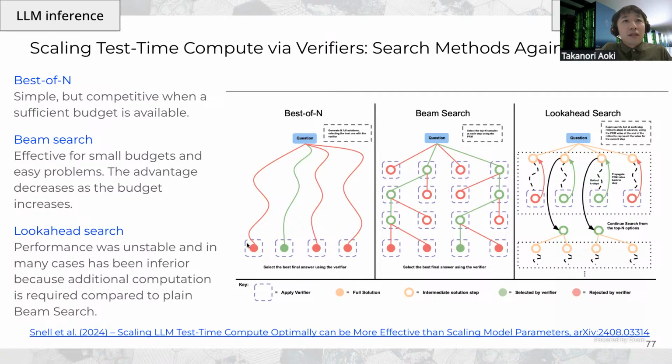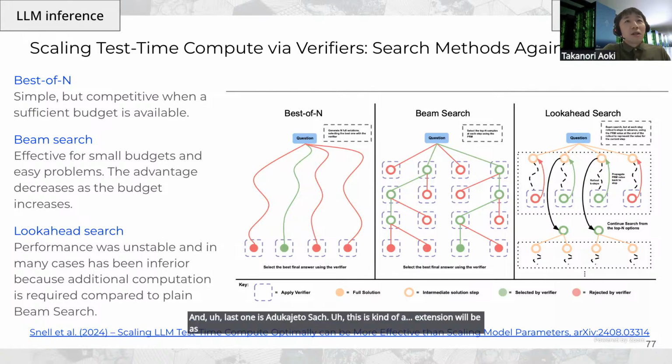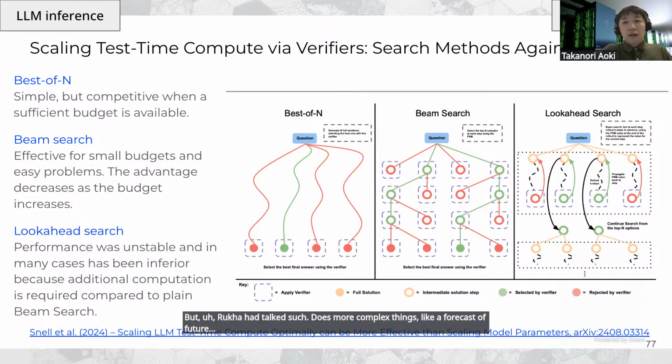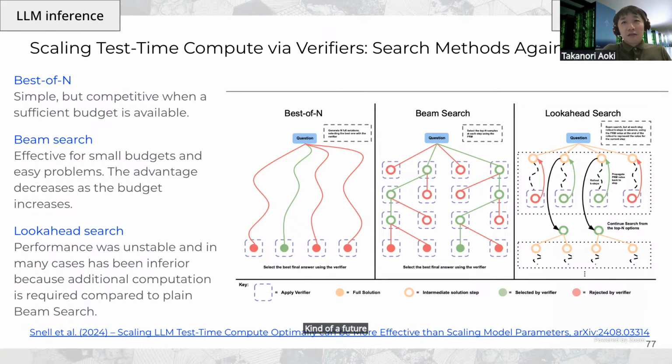And the last one is lookahead search. This is an extension of beam search. Beam search uses a reward model to compute the current reward score. But lookahead search does more complex things, like forecasting a future score by doing a Monte Carlo simulation, which requires more computation though.